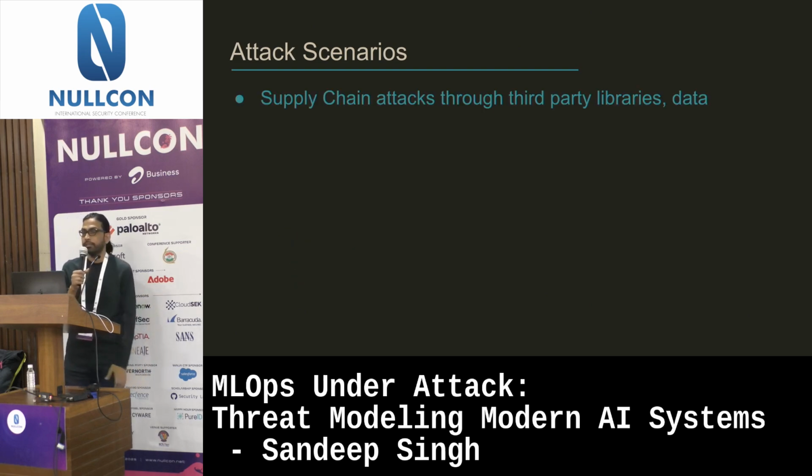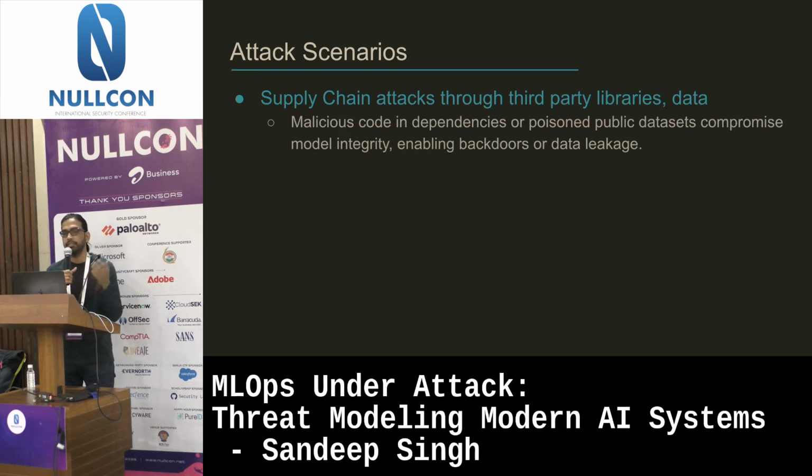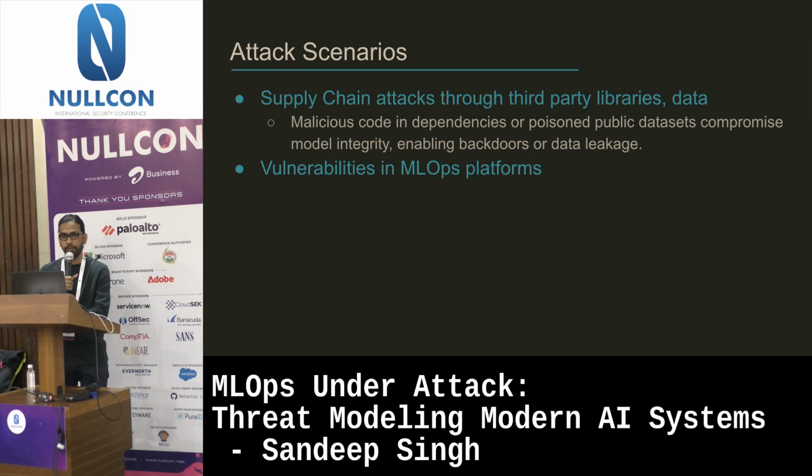Supply chain attacks through third-party libraries, data. Again, like I said, code in dependencies, poisoned public data sets. I'll show you some public case studies where it's happened, and it's happening almost every other month or every few weeks. That enables backdoors, data leakage, things like that.